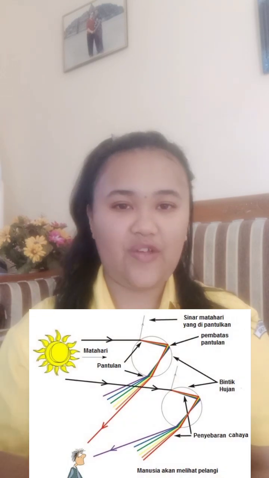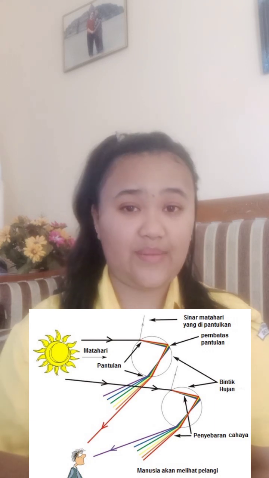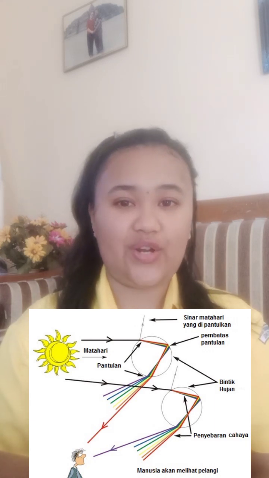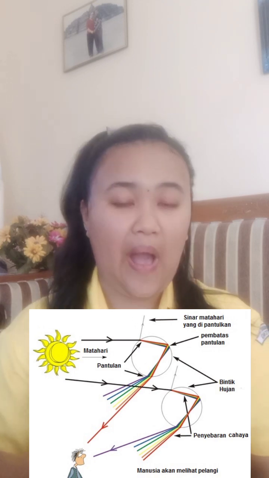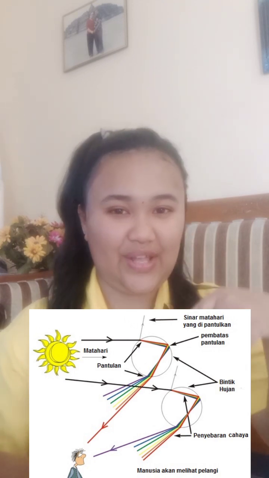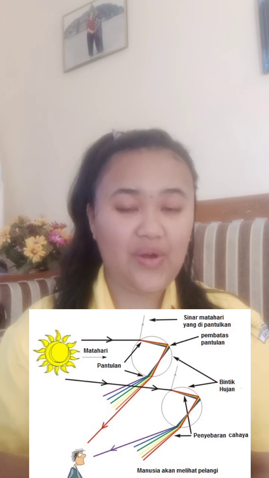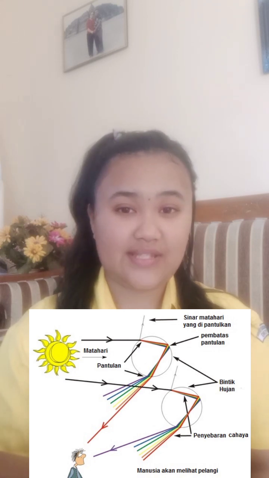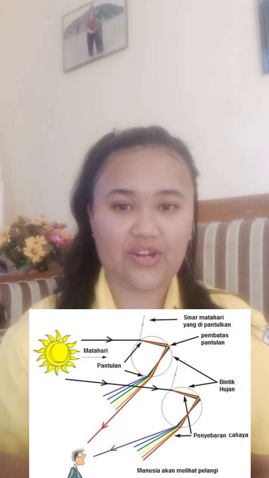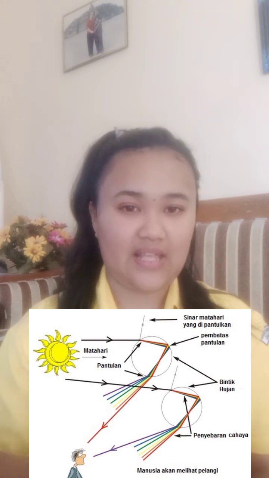So this time I will explain how a rainbow is formed. For those of you who want to know, please watch the following video. How the rainbow process occurs and its explanation according to science.